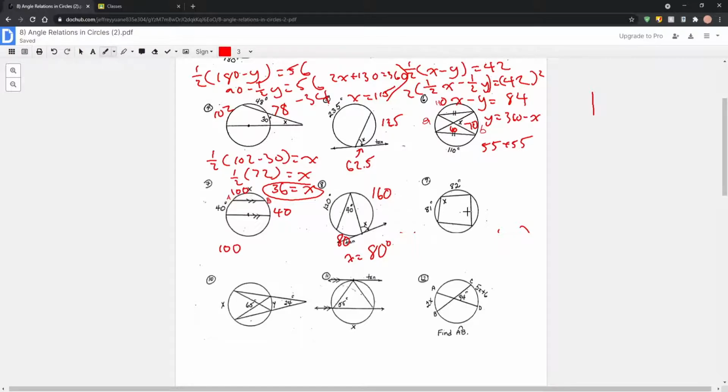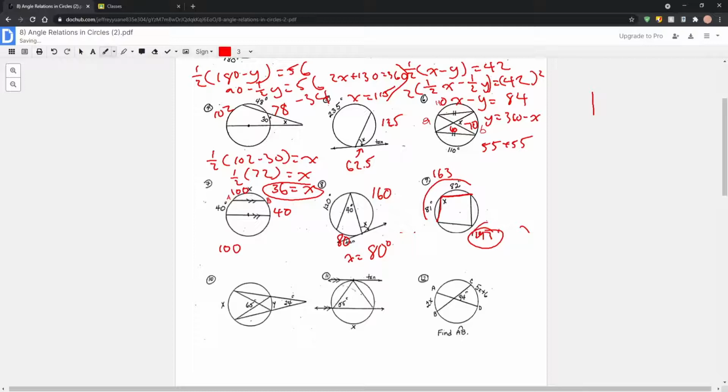Alright, moving on to number 9. We're looking for this inscribed angle here. This looks hard, but it's actually pretty simple. If you think about it, just looking at these two lines right here, it's talking about this arc right here. So we know that 81 plus 82 is 163, so this arc equals 163, and the remainder of the circle will be 360 minus 163, which is 197.